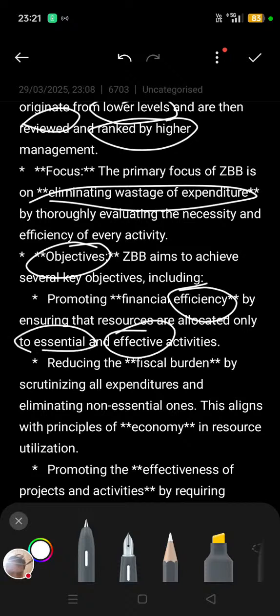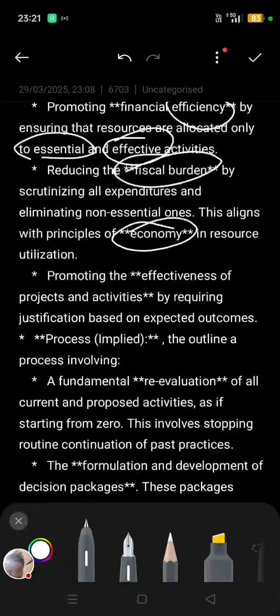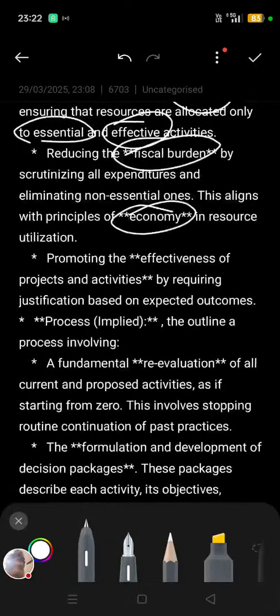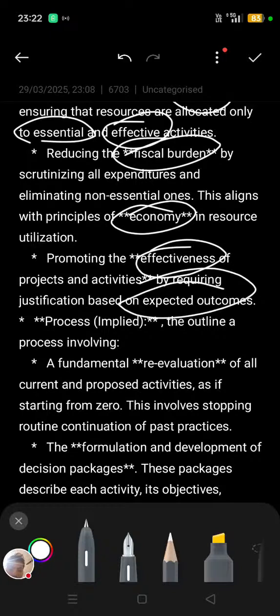Triple E concept: reducing the fiscal burden by scrutinizing all expenditure and eliminating non-essential ones. This aligns with the principle of economy in resource utilization. Effectiveness of projects and activities by requiring justification based on expected outcomes.